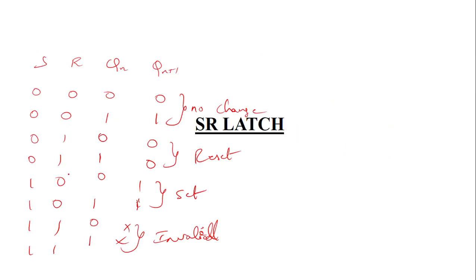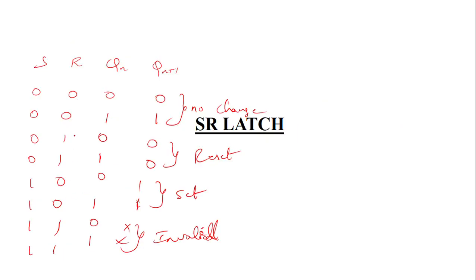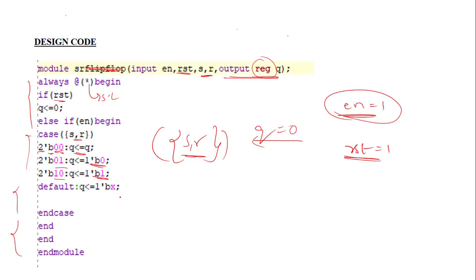If your SR value is 1 0, whatever the present state is, it doesn't care, our next state will be 1. So you can simply write 1 here. And by default, in the other cases, not 0 0, 0 1, 1 0, your state will go to the don't care condition. So you can simply write this.